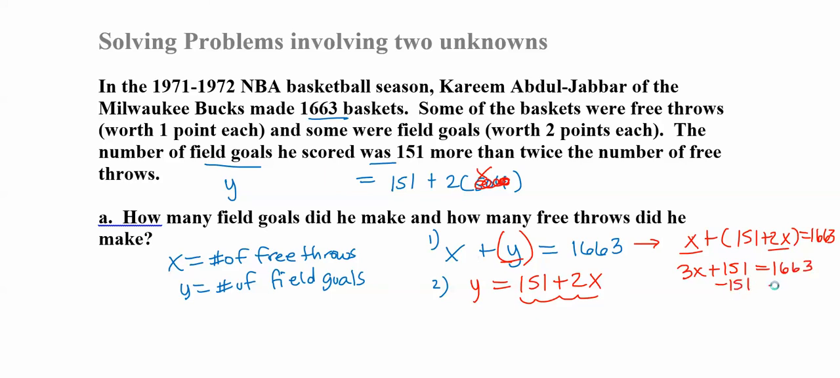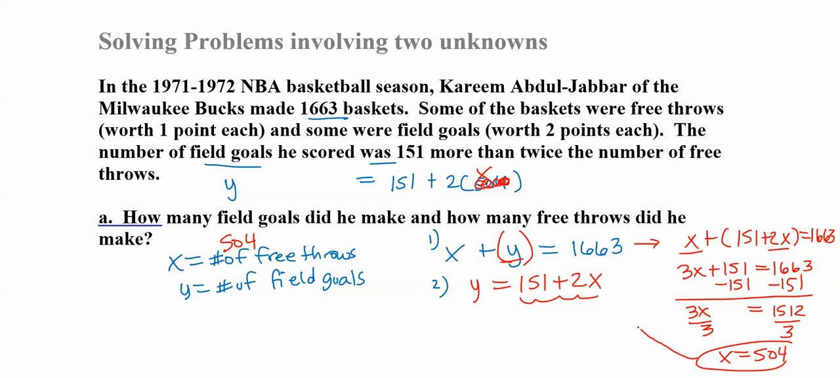And I'm going to subtract 151 from both sides. So 1663 take away 151 is 1512. Divide both sides by 3 to get x equals 504. So if you look back at this, it says he made 504 free throws. How many field goals did he make?